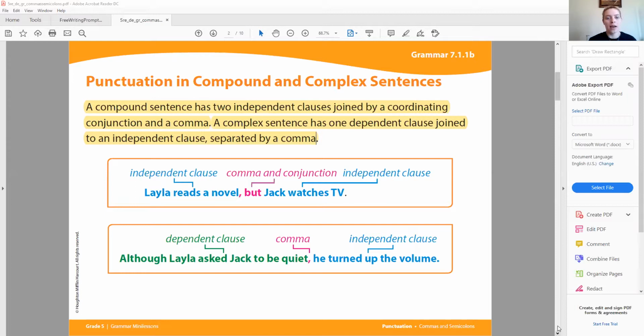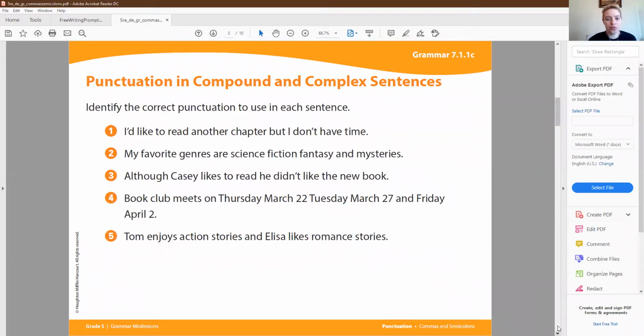Okay. Identify the correct punctuation to use in each sentence, okay? So what we're going to do is rewrite this sentence with the correct punctuation. And this is exactly what you guys are going to do in your examples, so that Google form that you turn in to me, you're going to rewrite the sentence with the correct punctuation. So these 5 sentences here are missing punctuation. They're missing commas or semicolons, and we need to rewrite the sentence with the commas and the semicolons in the correct place, okay? So let's look at number 1.